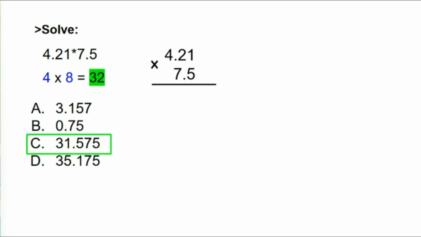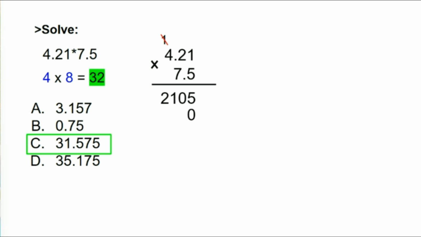Let's check. We are going to do 5 times 1, 5, then 5 times 2, which is 10, carry the 1, and drop the 0. Then 5 times 4, which is 20 plus the 1 we carried over, so 21. Now we multiply the second number, and whenever we start multiplying the next number, we always put a 0 first.